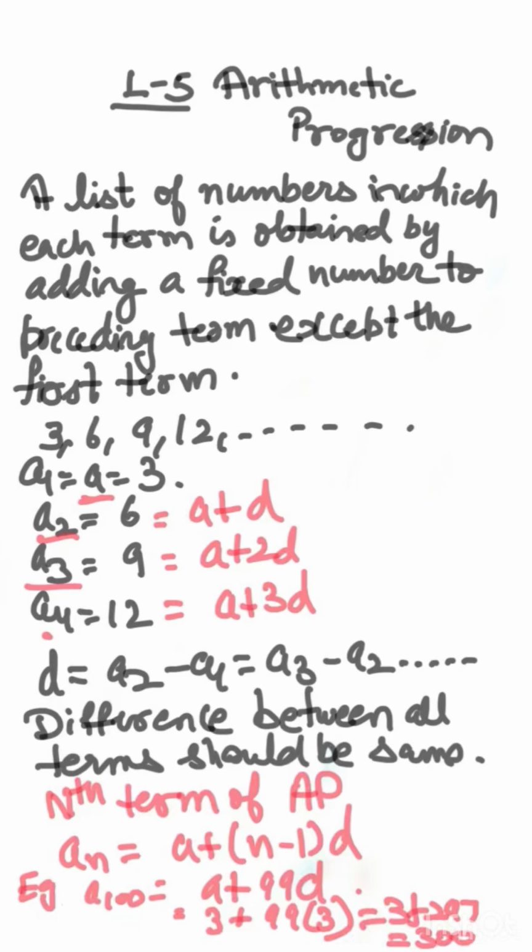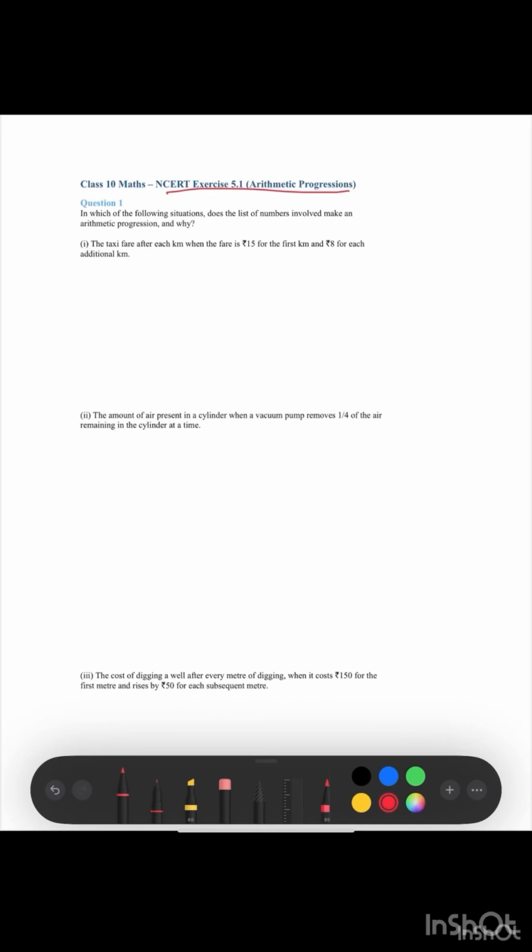So basically in AP, we have to keep in mind that we should have a series, and in the series the difference between each term should be the same. For example, 2, 4, 6, 8, the difference between each term is 2. Keeping this in mind, let's start the exercise. So we'll start with the NCERT solutions of the AP chapter.